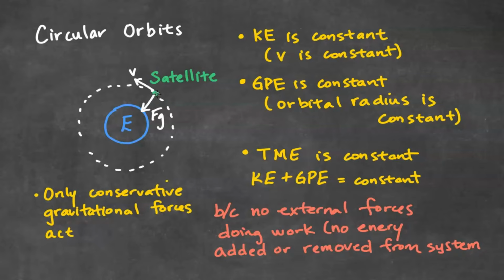Since the work done is 0, the work-energy theorem tells us that the kinetic energy is not going to change. So the kinetic energy is going to be constant. Since the kinetic energy is constant, the speed of the satellite is also constant. The gravitational potential energy is also going to be constant because the orbital radius is constant. Now, since only conservative forces are acting on our system here, the total mechanical energy is constant, which means that the sum of the kinetic energy plus the gravitational potential energy is going to be constant. Because there are no external forces doing work, no energy is added or removed from the system.